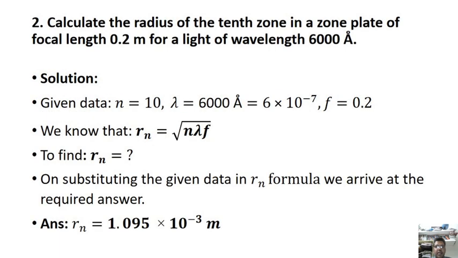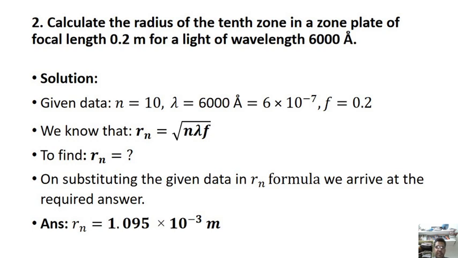Calculate the radius of the 10th zone in the zone plate of focal length 0.2 meter for light of wavelength 6000 angstrom. You see, it is also very simple. We calculate the radius of the 10th zone. In a zone plate, the 10th zone is what we are going to observe, with focal length 0.2 meter for light of wavelength 6000 angstrom.